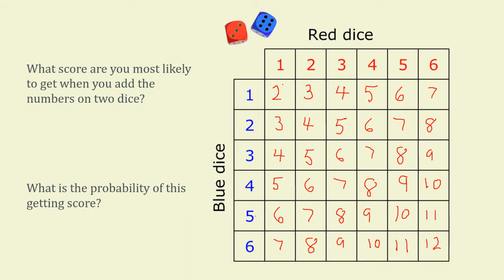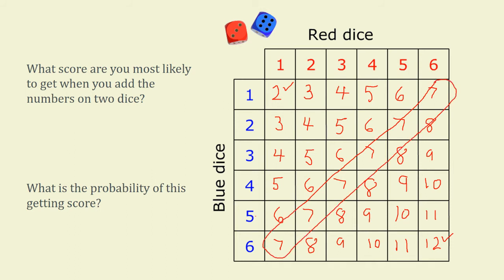So we can see the smallest score we could get is a 2. That's the smallest score we could get. And the biggest score we could get is a 12. Anything from 2 to 12 we can get. But all the scores aren't equally likely. There's only one way of getting a 2. We've ticked it. There's only one way of getting a 12. We've ticked it. But the most common score that we could get is off that diagonal there.